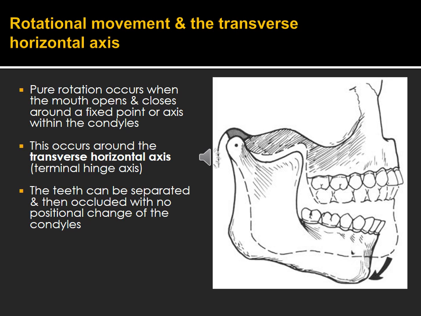So we have a rotational movement in the mandible. You have to imagine a center or a fixed line passing through the two joints, and the mandible is opening and closing around this fixed axis. This fixed axis, we call a transverse horizontal axis or terminal hinge axis. During this opening and closing, the teeth can be separated, and then upon closing, they will occlude again with no positional change of the condyle. So the condyle rotates in its place without any translation, without any bodily movement. It is a pure rotation, with the condyle only rotating around a transverse horizontal axis. We call this rotational movement around the terminal hinge axis or the transverse horizontal axis.